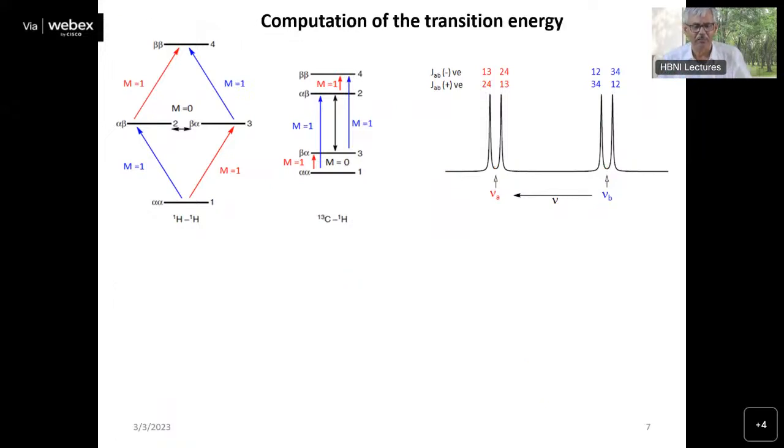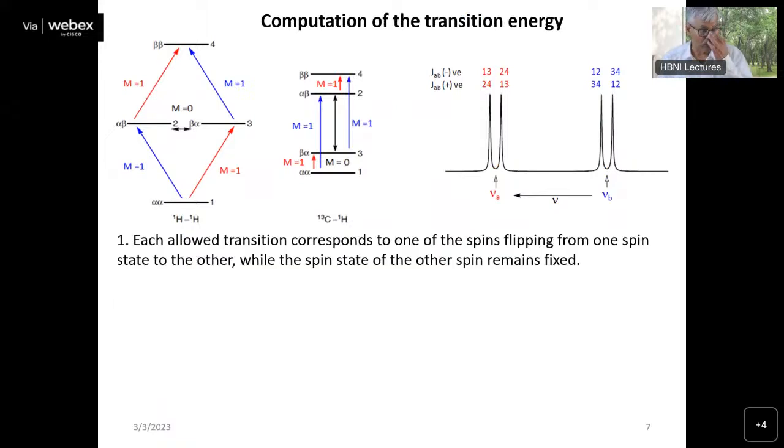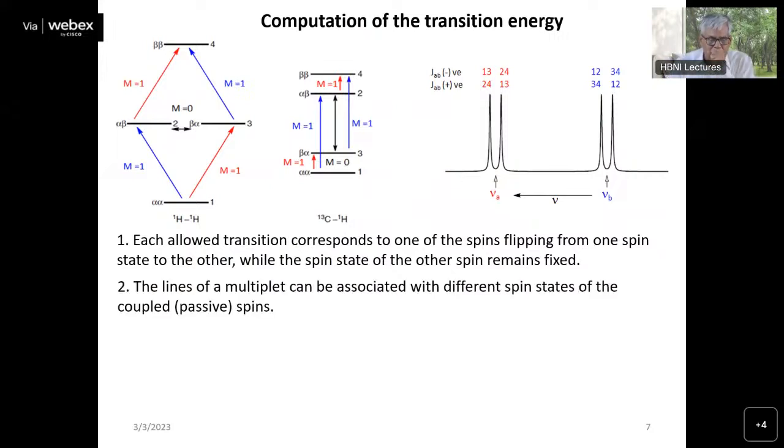Okay, so same thing, only I have drawn it here. So what it tells is that each allowed transition corresponds to one of the spins flipping from one spin state to the other, while the spin state of the other spin remains fixed. That I told, at any time only one spin is changing. Okay, so that I have already explained to you. The lines of a multiplet can be associated with different spin states of the coupled spins.